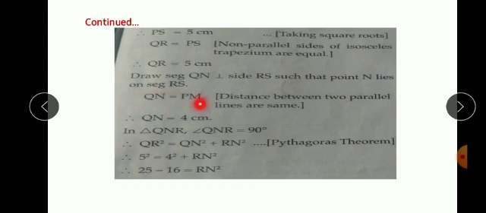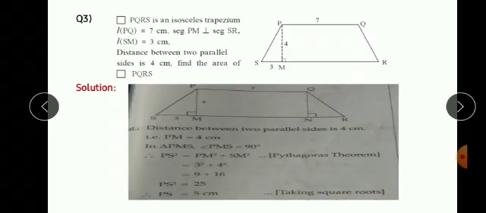Now QN is equal to PM. Why? This QN is equal to PM because distance between two parallel lines is the same. Here QN is equal to PM is equal to 4 in the figure. So QN is also equal to 4.